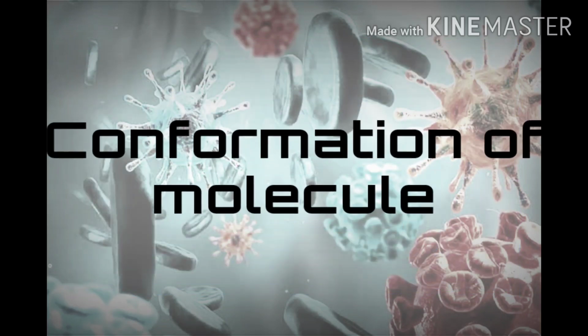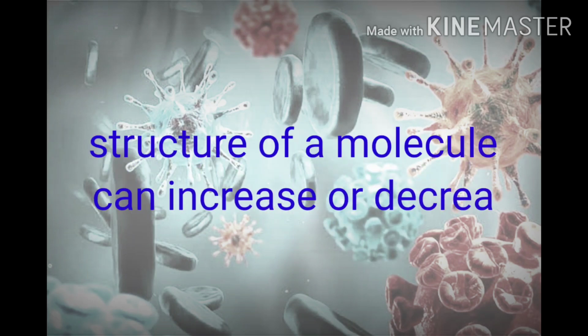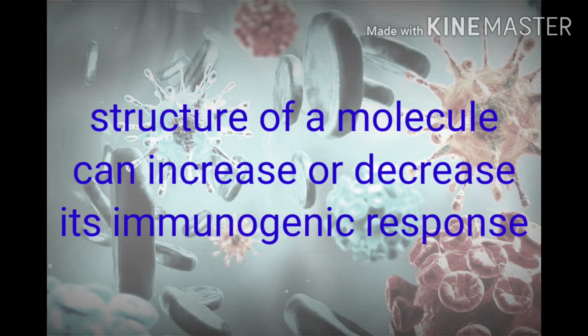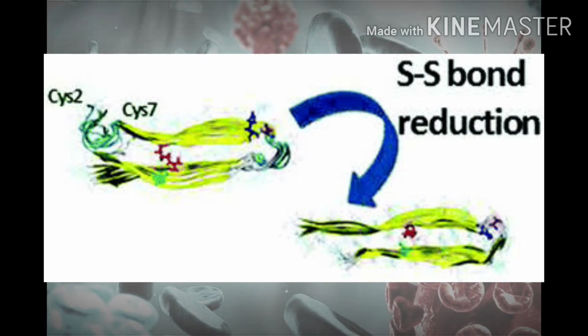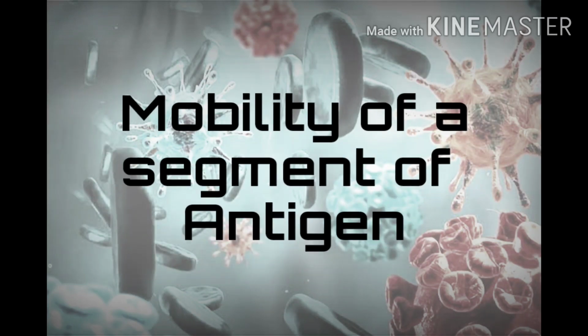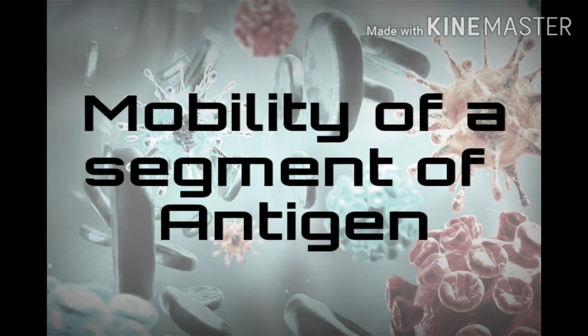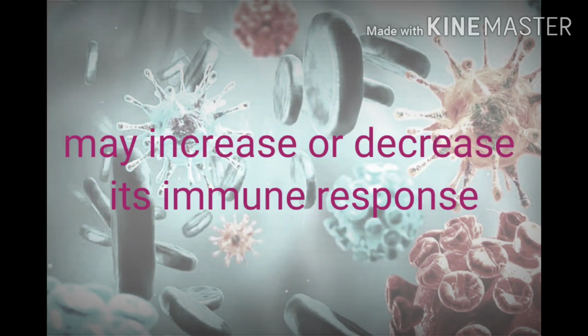Conformation of the molecule. Structure of a molecule can increase or decrease its immunogenic response. For example, the antigens that are good in native form, when their disulfide bonds are disturbed, their immunogenicity decreases. Mobility of a segment of antigen. This also may increase or decrease its immune response.